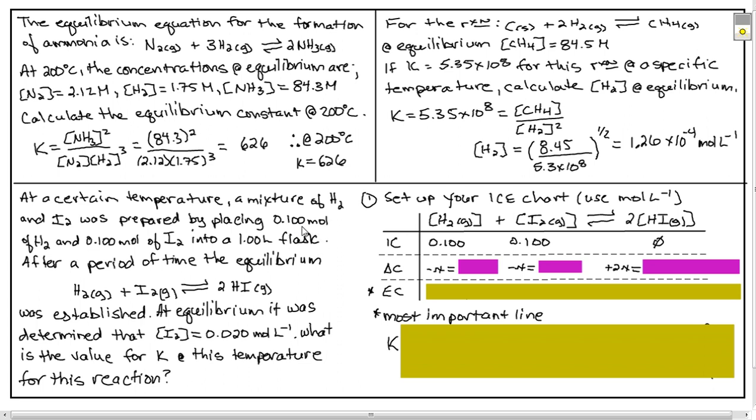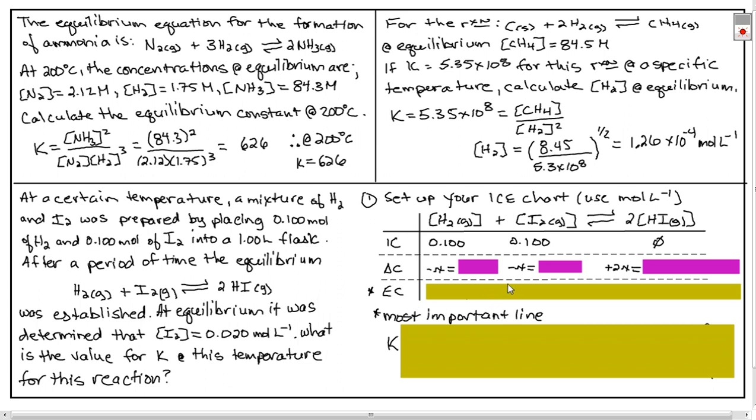Pretty simple. Number of moles 0.100 in a 1 liter flask. That gives us initial concentrations of hydrogen gas and iodine gas at 0.1. Of course, we did not start with any hydrogen iodide gas. So what we need to do is determine what the change is going to be along the way, and from that change then determine what the equilibrium concentration is.